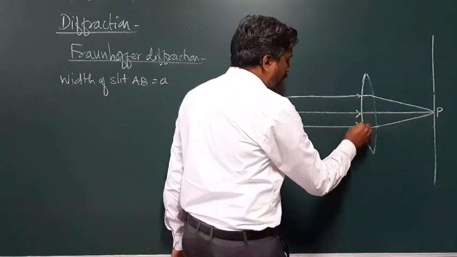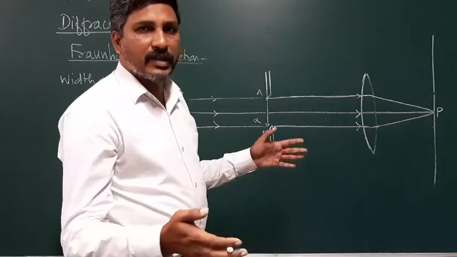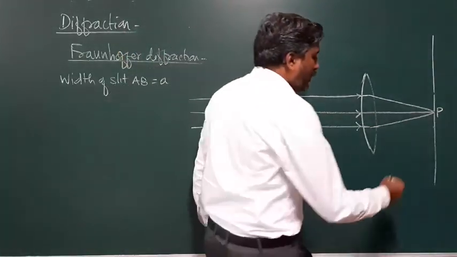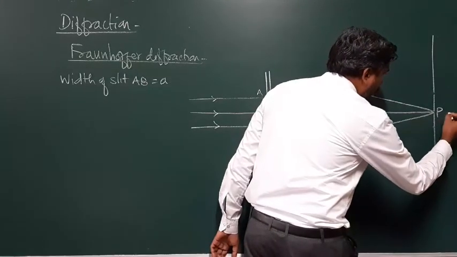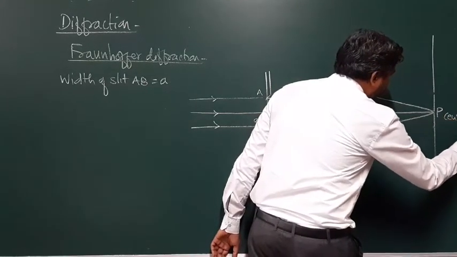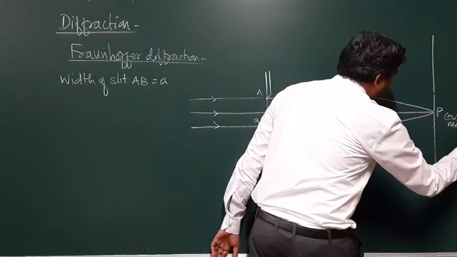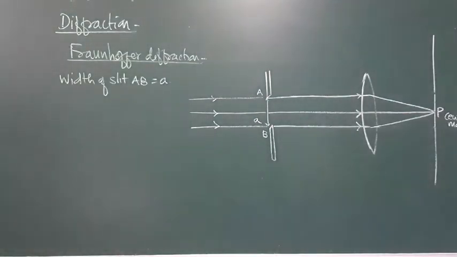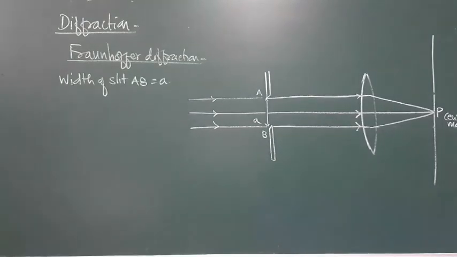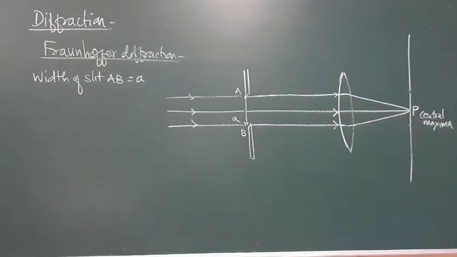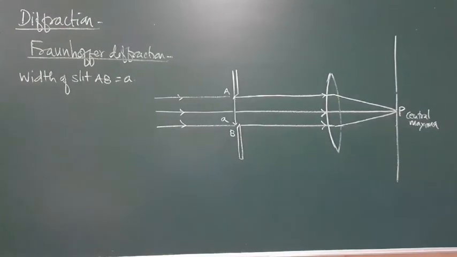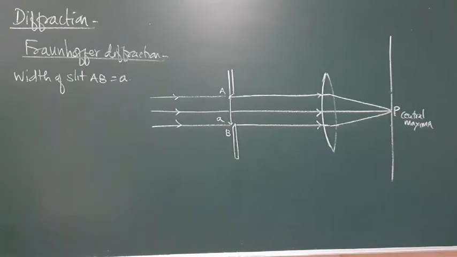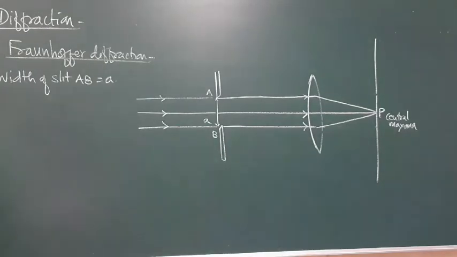Here all the light rays meet, which means there is interference of the light rays, and that point P where all the light rays meet is my central maxima. Why do I say this point P is a central maxima? Because here all the light rays meet, and at this point P we get the maximum intensity of light. Therefore that point P is my central maxima.